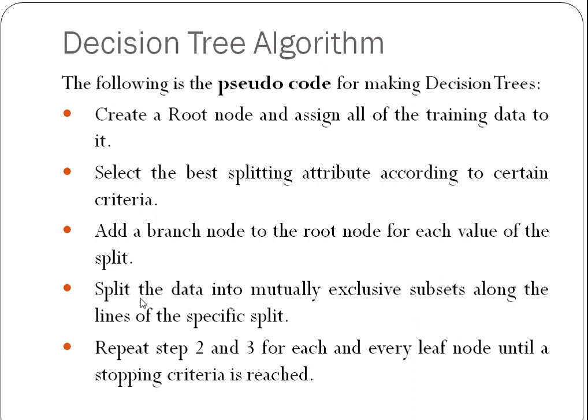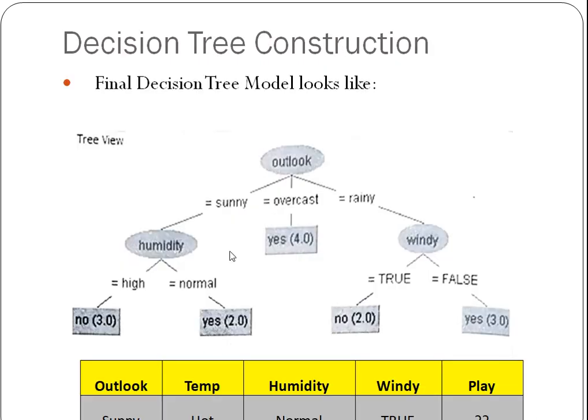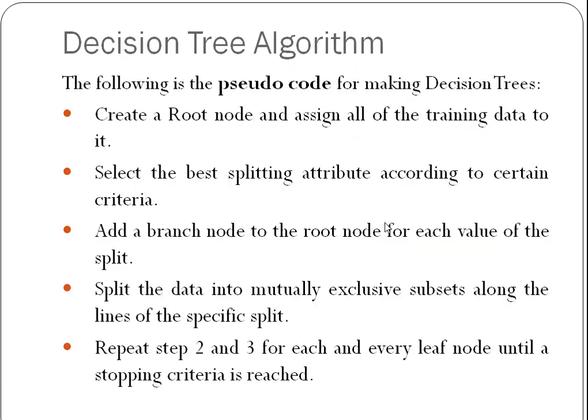When we have the branch nodes, split the data into mutually exclusive subsets. When we have the split, all the data is divided among those branches, and the subsets are mutually exclusive. If you remember the decision tree, on the left-hand side we had only data which has Outlook as sunny, and on this side we had the data which had Outlook as rainy. So that is the split. We have to split the data.